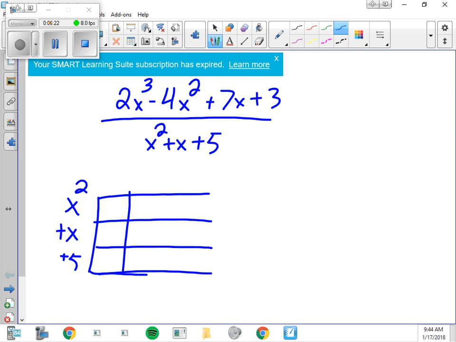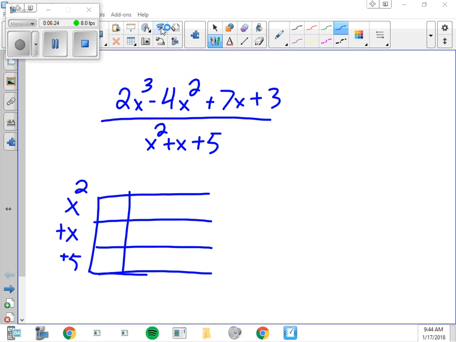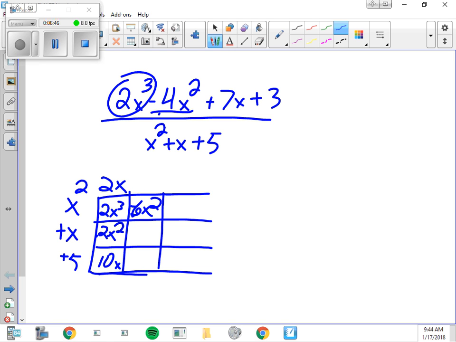And then I do division, so I stick this in the box, 2x to the third. What goes up here? 2x, and then I get 2x squared and 10x. Add a column. What's going to go in that box? So 2 and this one need to add to be negative 4. So minus 6x squared, which is minus 6, which gives me negative 6x and negative 30.